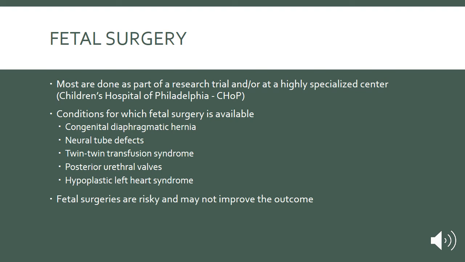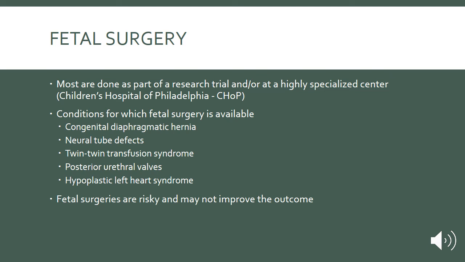Now, this is the list of conditions for which fetal surgery can be done that's given in your book. Congenital diaphragmatic hernia is important because if you can keep the abdominal contents below the diaphragm, then the lungs may be able to develop normally. We talked about spina bifida and fetal surgeries, and you saw the module there. Twin-to-twin transfusion syndrome, it's about breaking up the connections between the blood vessels with a laser.